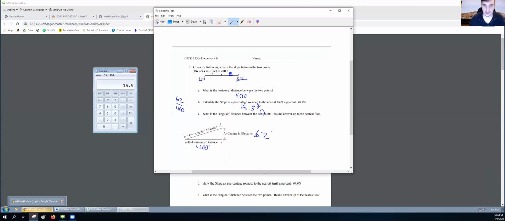Or in other words, what is the hypotenuse of this triangle? Okay, so A squared plus B squared equals C squared. So what you can do is take the square root of A squared plus B squared equals C, because you're basically undoing the C squared, bringing it over here. So 62 squared plus 400 squared. And then it's the square root of all that equals C, or our hypotenuse, our angular distance.